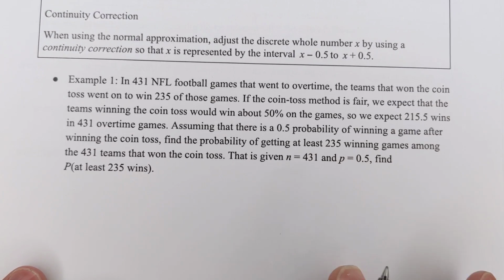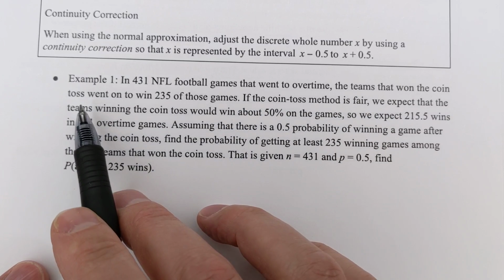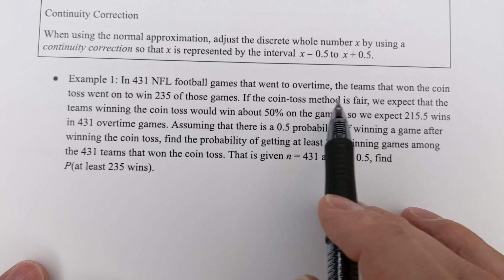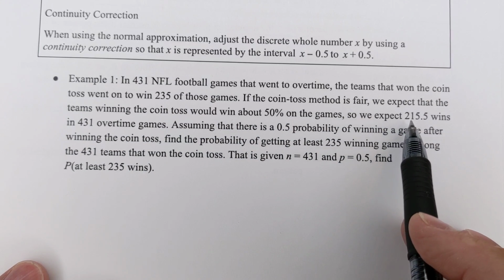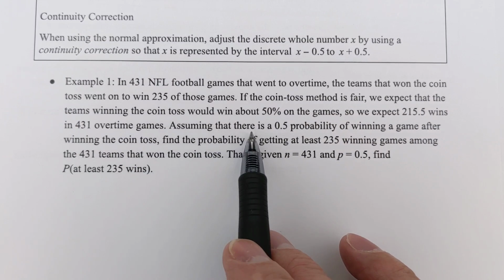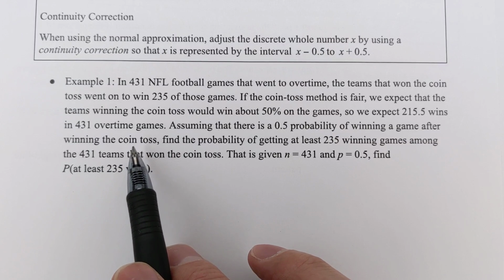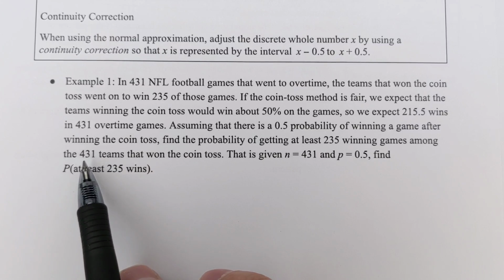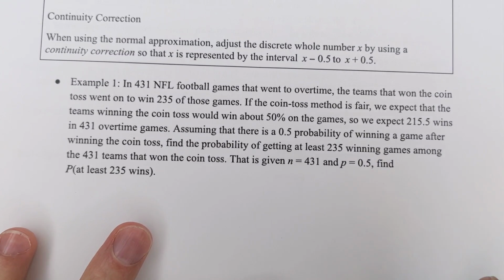Okay, so example 1, in 431 NFL football games that went to overtime, the teams that won the coin toss went on to win 235 of those games. If the coin toss method is fair, we expect the teams winning the coin toss will win about 50% of the games, so we'd expect 215.5 wins in 431 overtime games. Assuming there's a 0.5 probability of winning the game after winning the coin toss, or assuming that the coin toss is fair, find the probability of getting 235 winning games among the 431 teams that won the coin toss. That is, given this, find at least 235 wins.